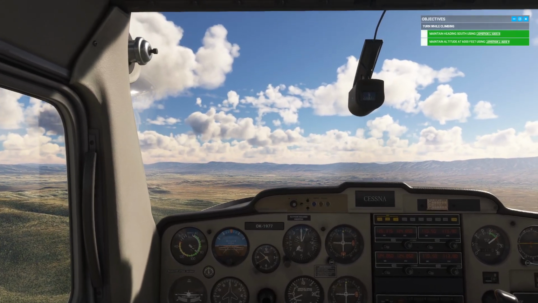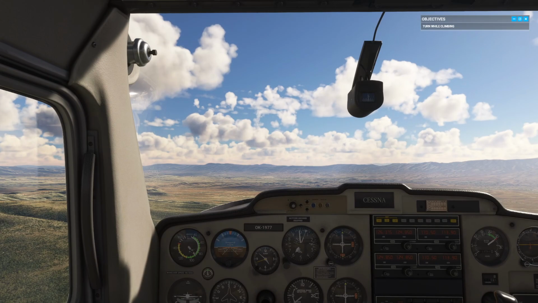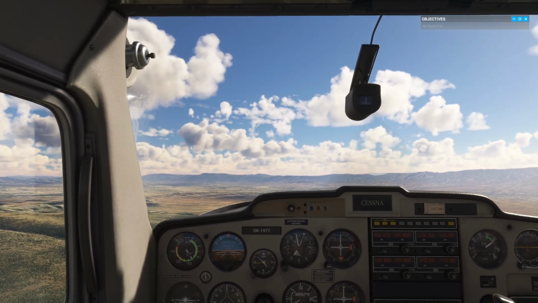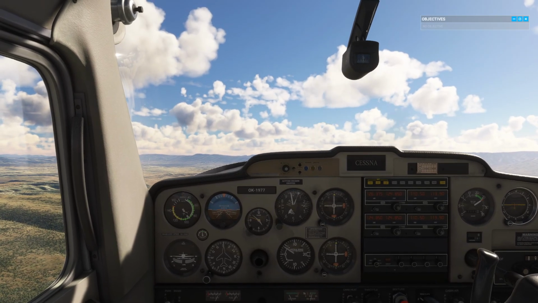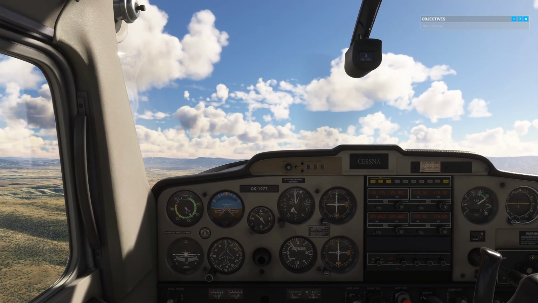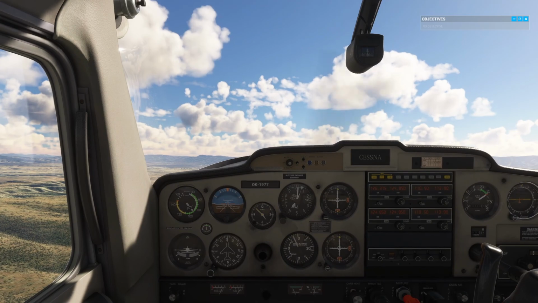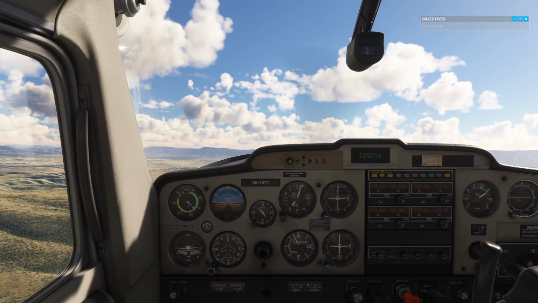Nice. The turn was good, but try to climb faster in the future. All right, next exercise. Maintain your heading of 180 degrees, stay at 6,000 feet, and adjust your airspeed to 80 knots.